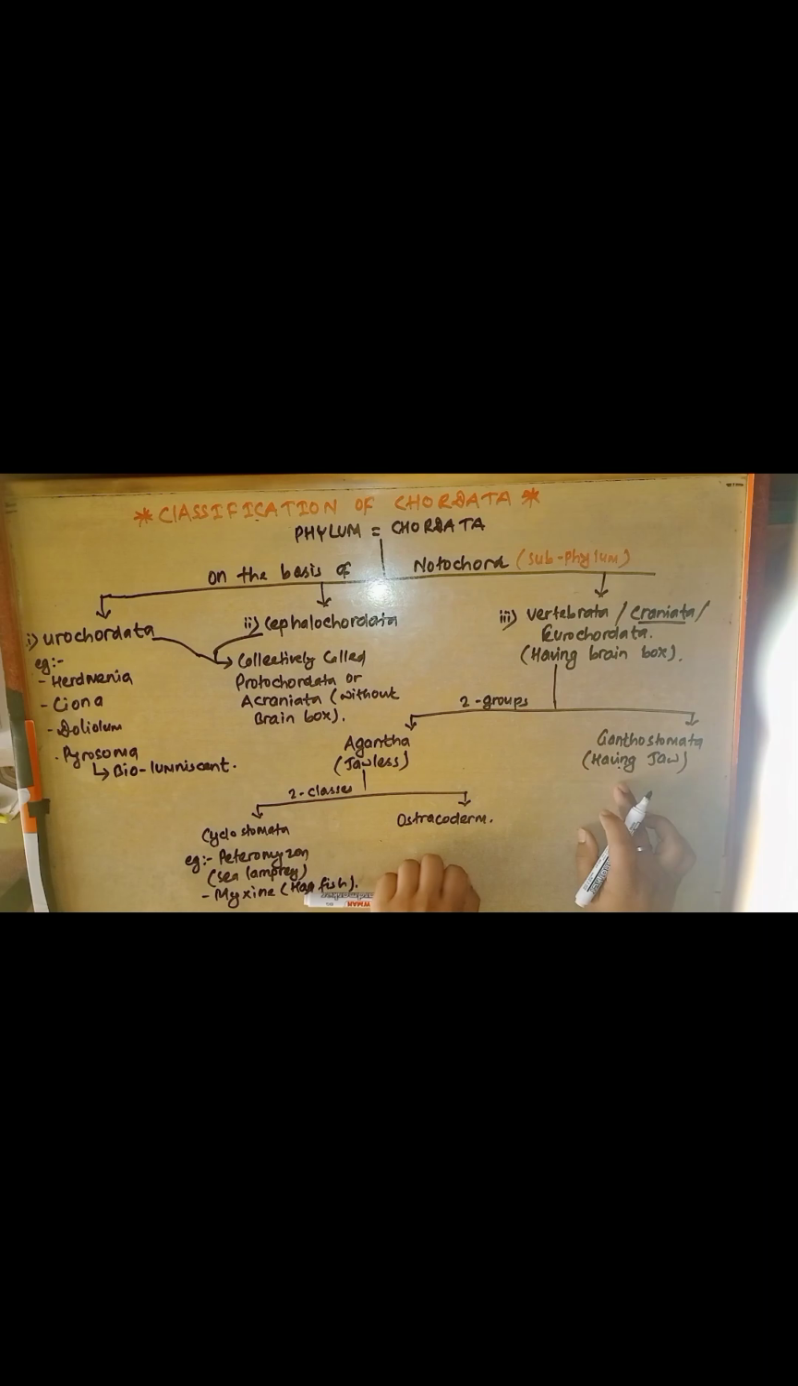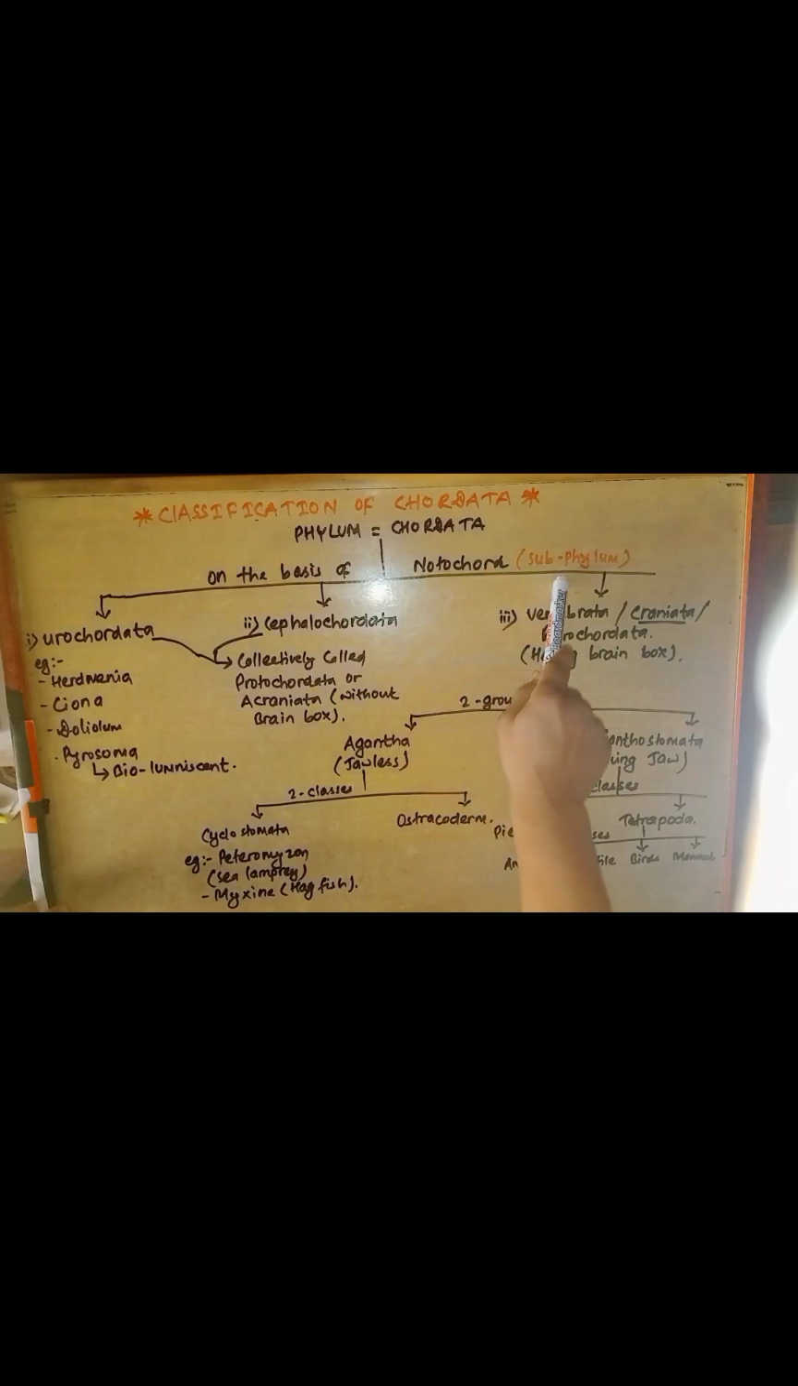And now Gnathostomata is divided into two superclasses, that is Pisces and Tetrapoda. And this Tetrapoda is classified into four classes, that is Amphibians, Reptiles, Birds, and Mammals. So this is all about the phylum Chordata, that is classification of Chordata.